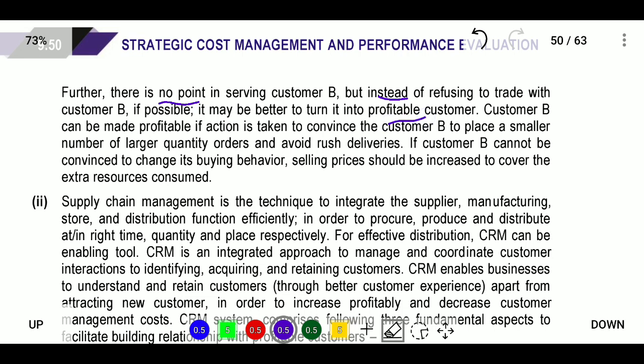Customer B can be made profitable if action is taken to convince Customer B to place a small number of large quantity orders, to avoid the delivery cost and the rush deliveries. If we order a large quantity, we will send it at one time and they will save the delivery cost. If Customer B cannot be convinced to change its buying behavior, selling prices should be increased to cover the extra resources consumed. What are the extra resources we are consuming? We will charge accordingly.